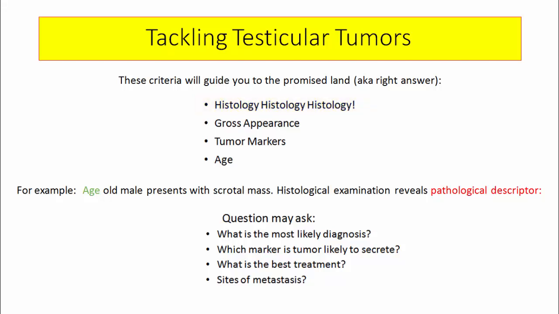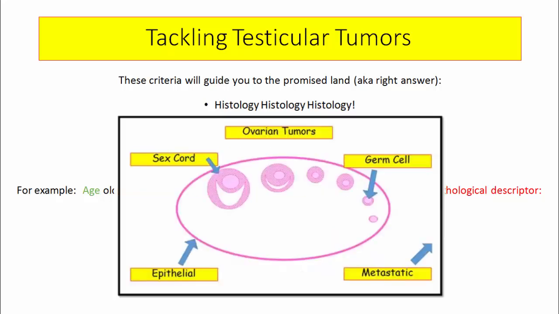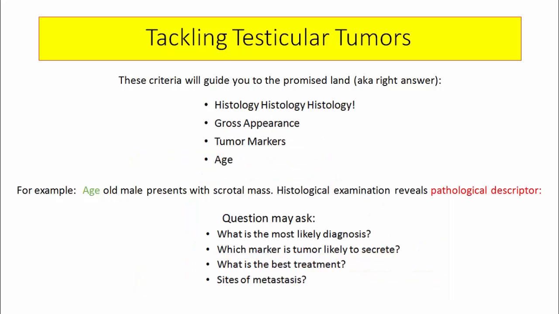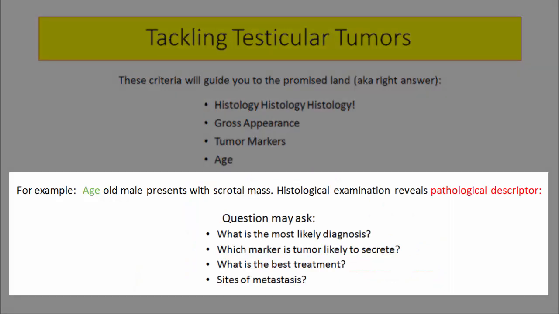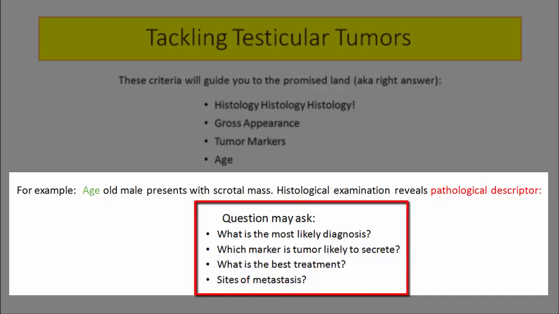You may also notice some important parallels between these tumors and those described in the ovarian cancer lecture. So a typical question may sound something like, blank-year-old male presents with a scrotal mass. Histological examination reveals some sort of pathological description. And the question may ask, what's the most likely diagnosis? Which tumor marker is this tumor likely to secrete? What's the best treatment? Or maybe what's the site of metastasis?